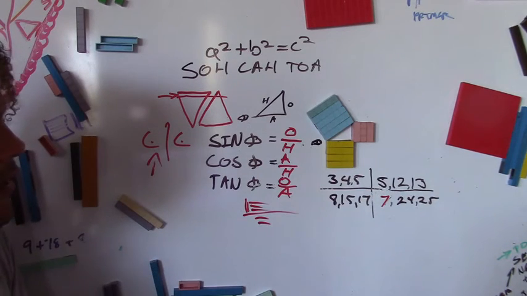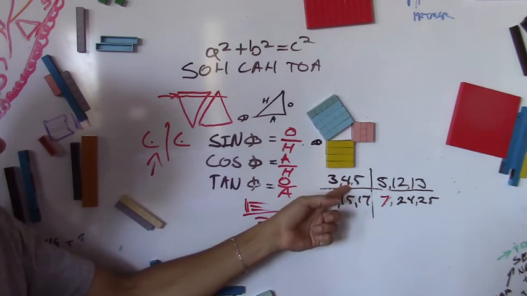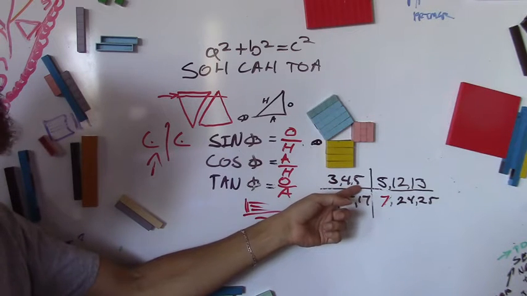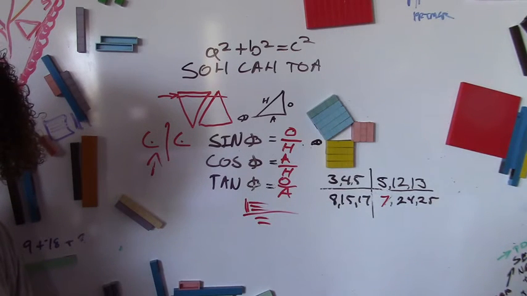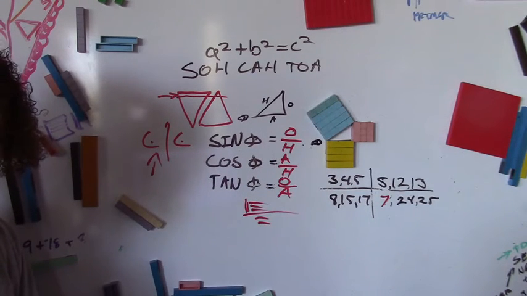Observe. What is, double this for me, would you? 6. What's that? 8. What's that? 10. Super easy to double, aren't they? You see, for little kids, this is way simple for them. But for the little kids, now we're doubling some numbers. Now we're getting some multiplication done, right?